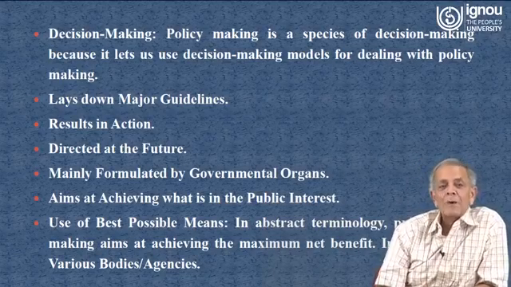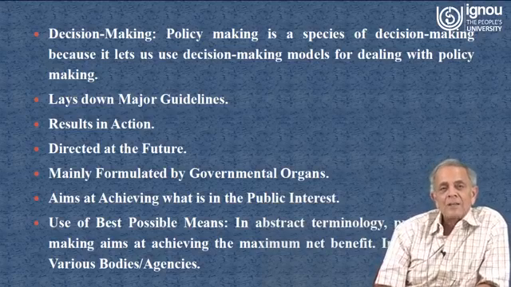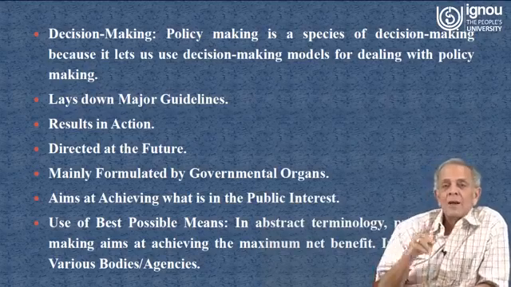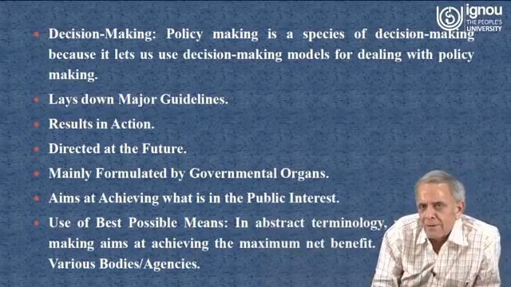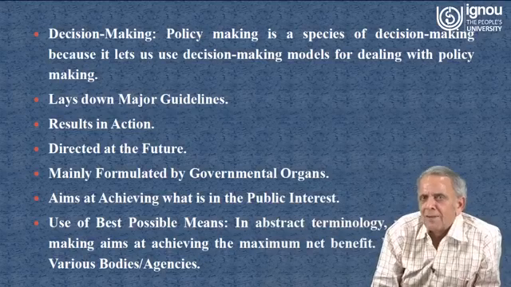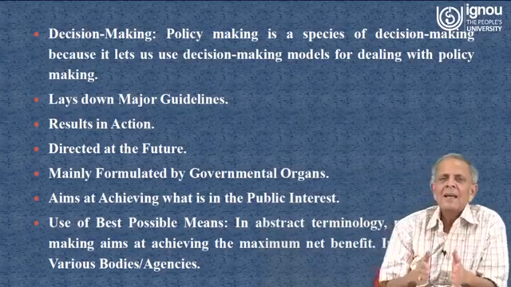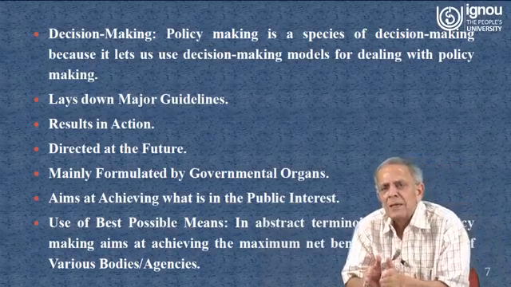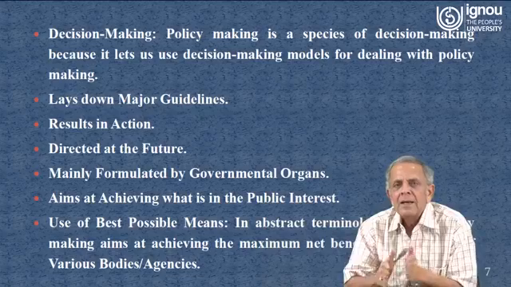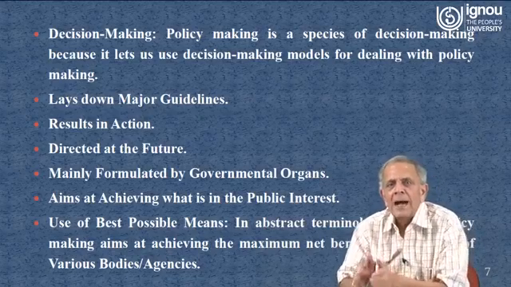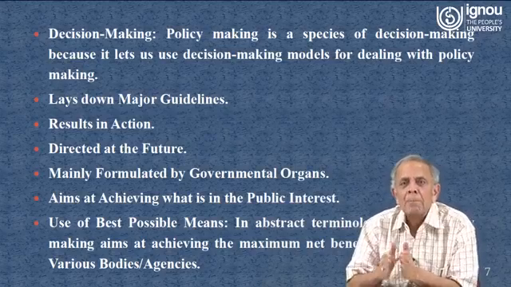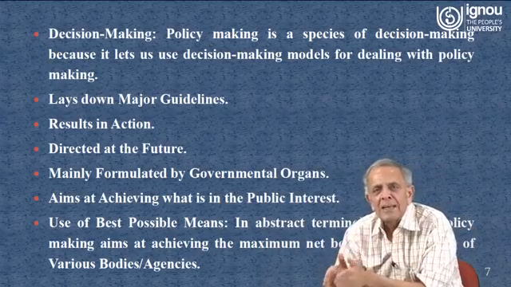Then, use of best possible means. In abstract terms, public policy making aims at achieving the maximum net benefit, with involvement of various bodies and agencies. Now, when we say net benefit, what is net value achievement? It is said that for achieving a particular thing, A, you might have to sacrifice B. I repeat, for achieving A, you might have to sacrifice B. But whatever you achieved in A must compensate whatever you have sacrificed in B.